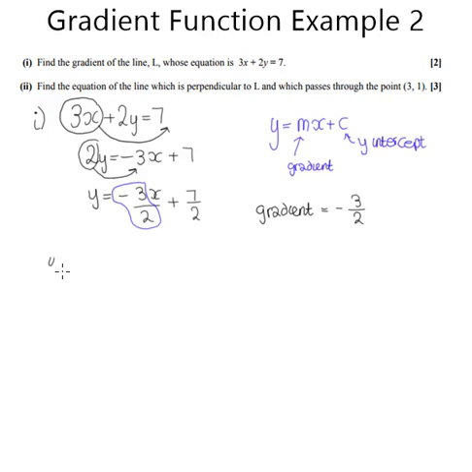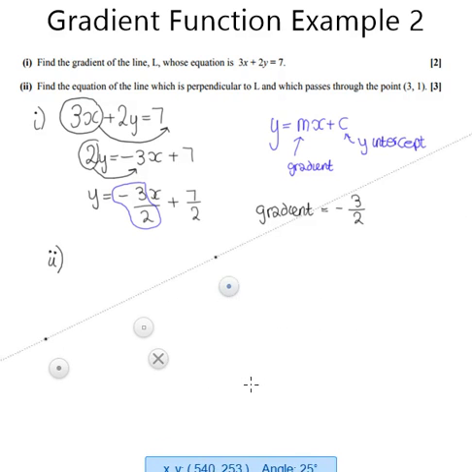Now let's have a look at part II. This is where it gets a little bit more challenging, but not too hard. So find the equation of the line which is perpendicular to L and passes through the points 3, 1. Okay, so we need to think about what it means for a line to be perpendicular. So we know we've already got a line here. So imagine this is my line L.